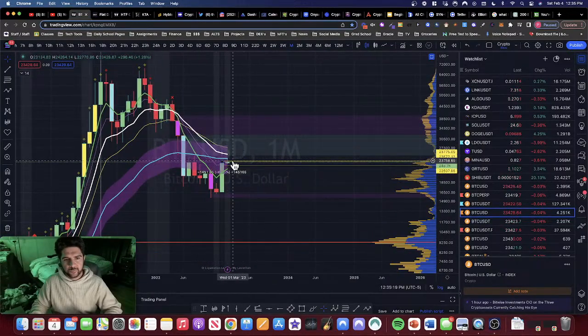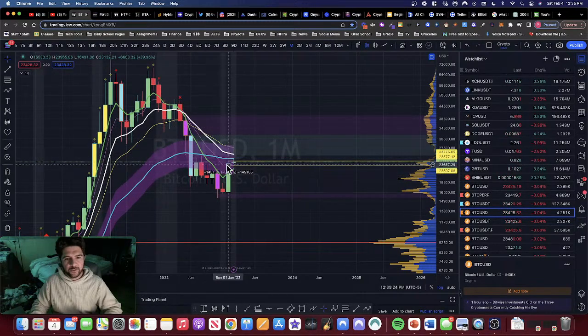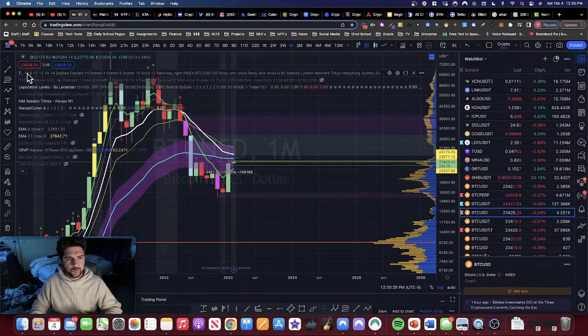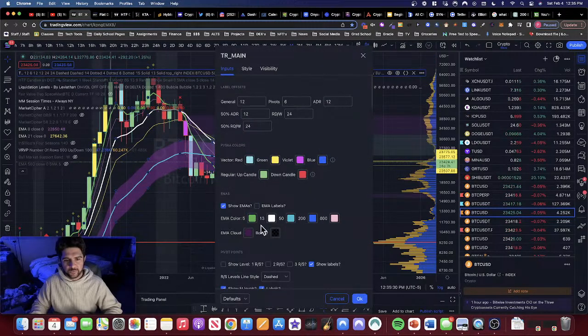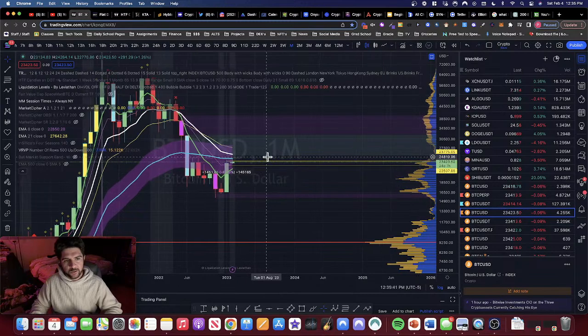Okay. Now, where's my 5 and 13 EMA? All right. So if you're going to your Trader's Reality indicator, you've got your 5 and your 13. My 5 is the green. My 13 is the white. All right. 5 is the green, 13 is the white.